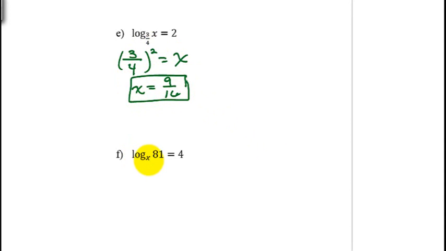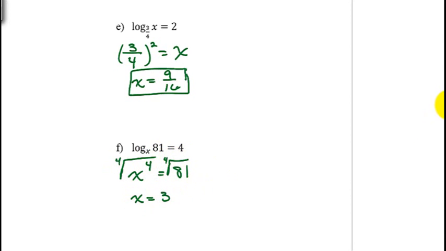In our next one, log base x of 81 is equal to 4. Rewriting this gets us x to the 4th is equal to 81. And to undo a 4th power, we would take the 4th root on both sides. And that would give us x is equal to 3. The 4th root of 81 is 3.